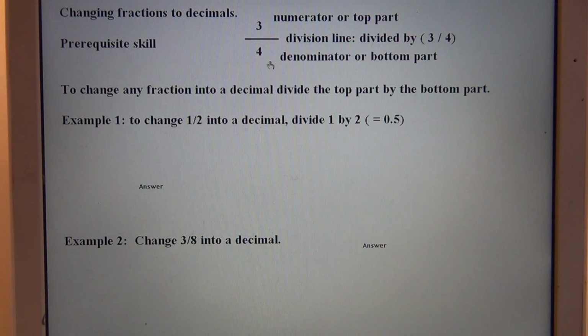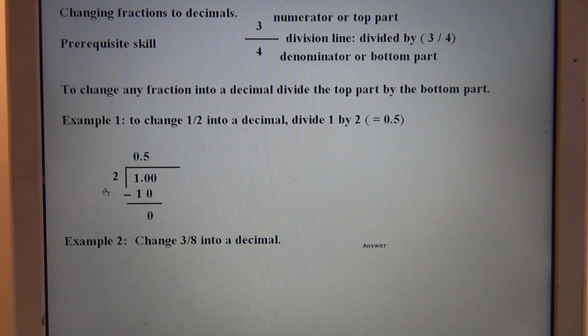That's what it means. Now, to change any fraction into a decimal, all we do is we divide the top part by the bottom part. Here, we would divide 3 by 4, and we would get a decimal. Let's take a look at an example. Change 1/2 into a decimal. We divide 1 by 2.